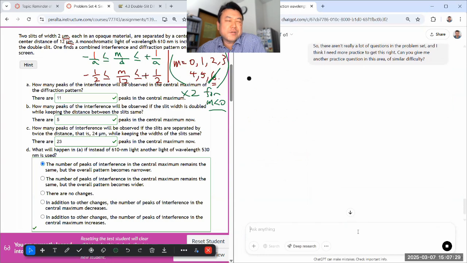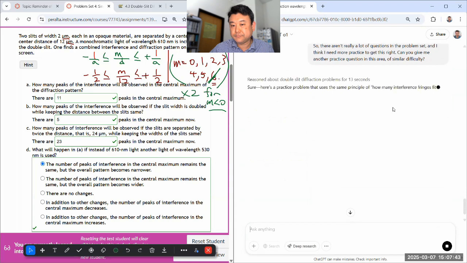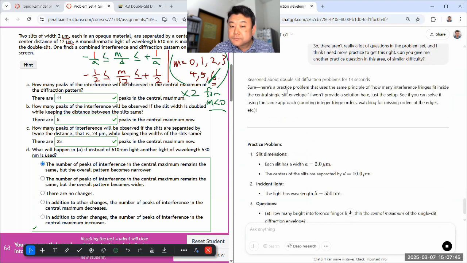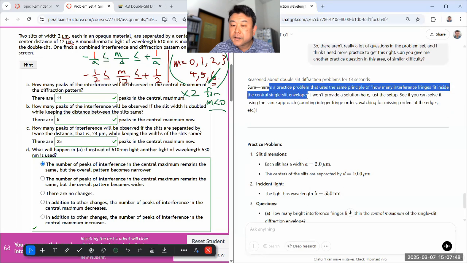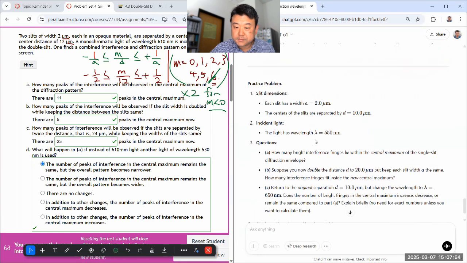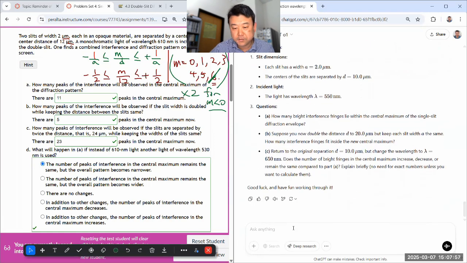And I think it should be able to give you a practice question. Let me see. So this area would have been double slit diffraction. I'll see what it does. Yeah, it's a little bit too close, but it's just more number exercise. Yeah, you can do that. Let me see if ChatGPT can vary it a little bit. Okay. What about other types of questions involving double slit diffraction?